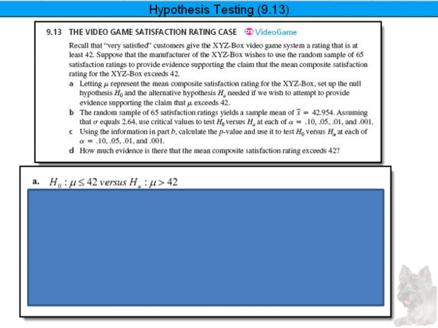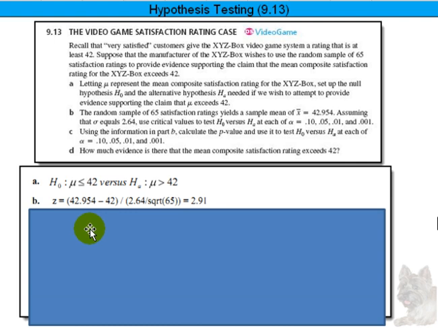Part B says the random sample of 65 satisfaction ratings yields a sample mean of 42.954, assuming that the standard deviation, given by that Greek symbol, equals 2.64. Use the critical values to test the null hypothesis, H0, versus H alpha, which is our alternative hypothesis, at each alpha value of 10%, 5%, 1%, and 0.1%. Okay, you could also read that as 0.1, 0.05, 0.01, and 0.001.